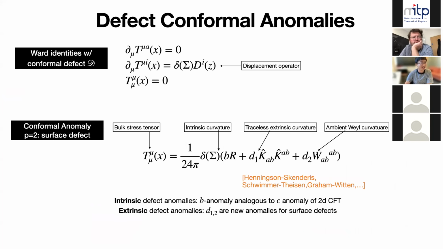Now, the reason I have introduced conformal defects is because I want to discuss the other type of important anomalies, which are these defect conformal anomalies. Before we talk about defect conformal anomalies, we should first write down the Ward identities for a conformal defect. The stress tensor satisfies this Ward identity in the presence of a defect. The longitudinal components of the stress tensor are conserved because that's part of a symmetry that's preserved by the defect. But the transverse component of the stress tensor is no longer conserved. It develops an operator-valued contact term where the coefficient is the displacement operator. And the trace of the stress tensor is still zero because the dilatation is part of the symmetry that's preserved by the conformal defect.